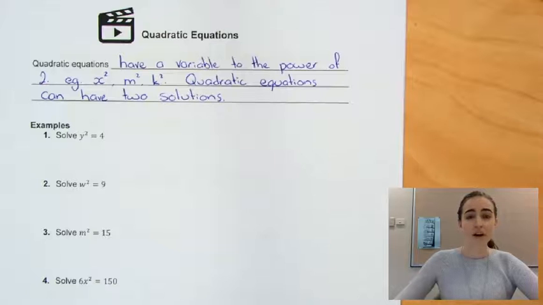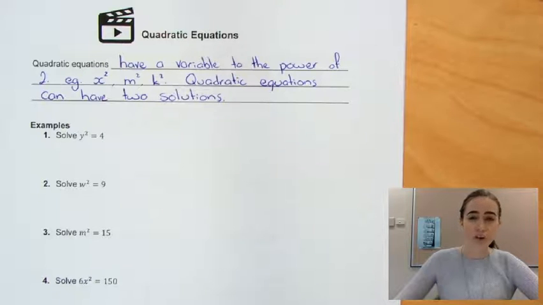In this video, I want to have a look at quadratic equations. Quadratic equations have a variable, or letter, with a power of 2. For example, it might have an x squared term, or an m squared or a k squared. Whatever the letter is, it's going to have a squared term in there. The other important thing is that quadratic equations can have 2 solutions.